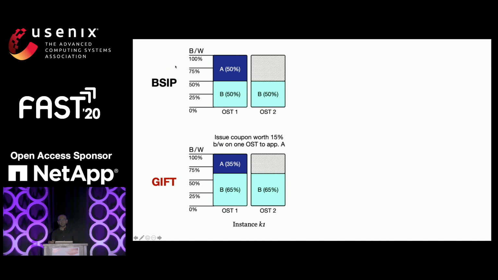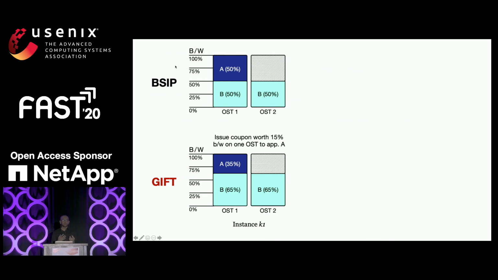So we have 2 OSTs. On the first OST, we have applications A and B. And on the second OST, we have only application B. So as we see with BSIP, because B is bottlenecked by the first OST, on the second OST its effective bandwidth is only 50%, and the rest of the 50% is actually wasted.